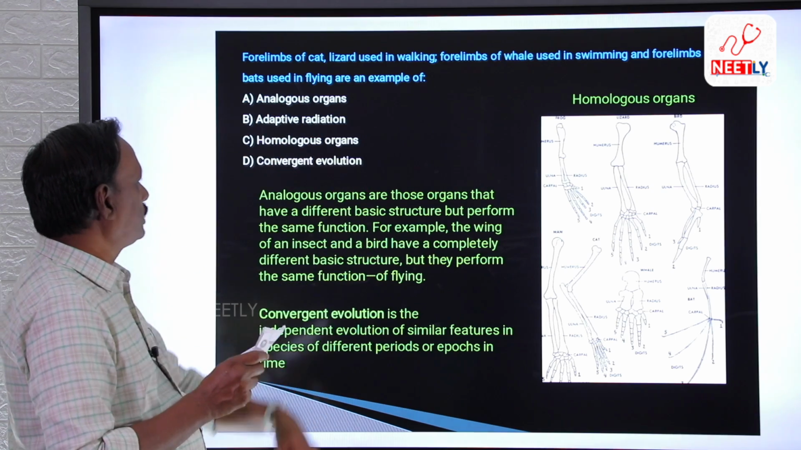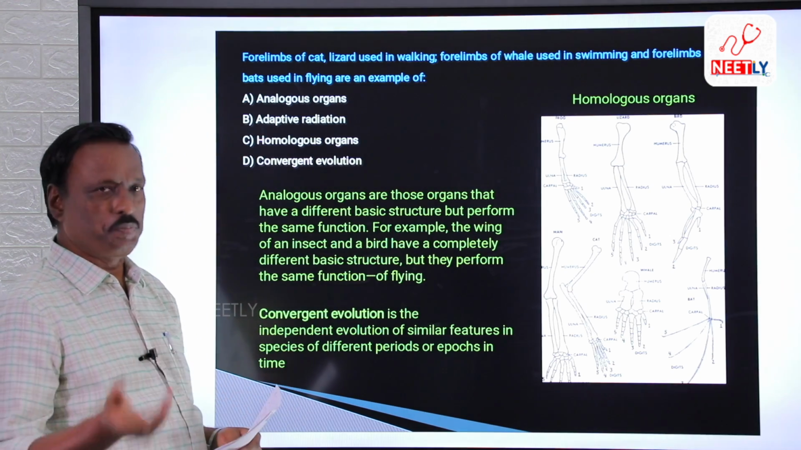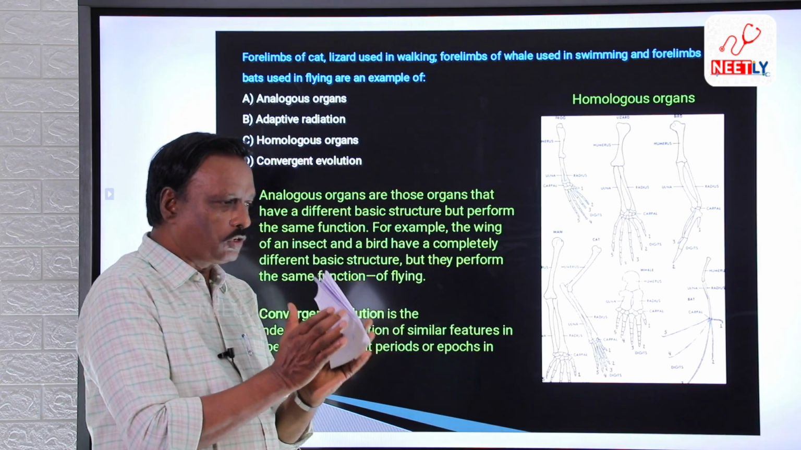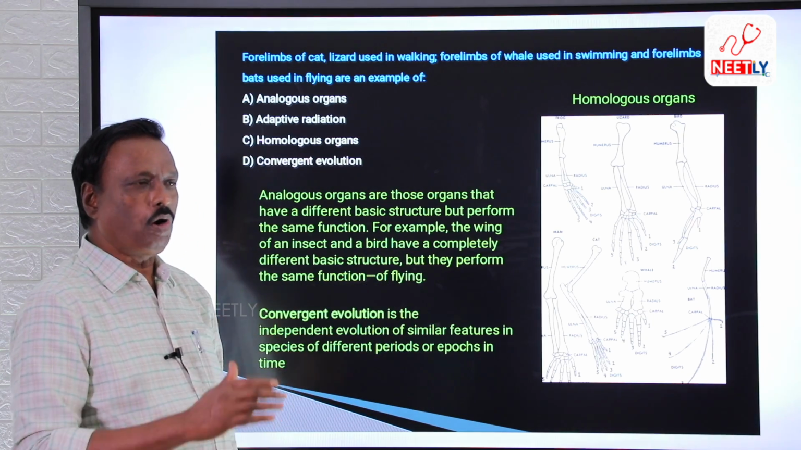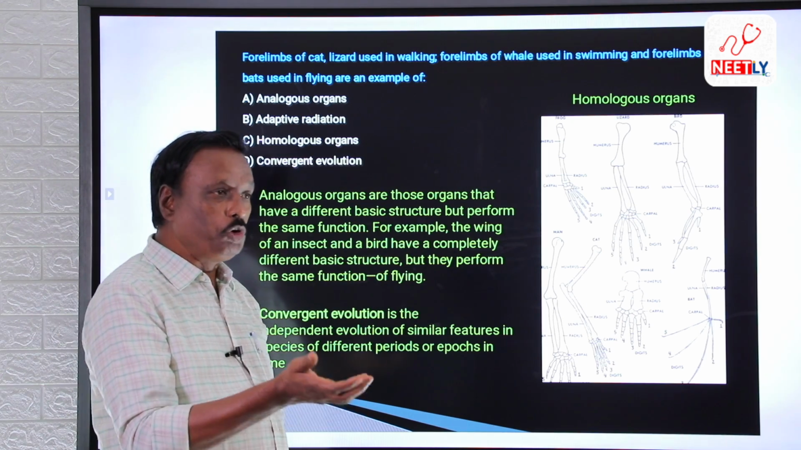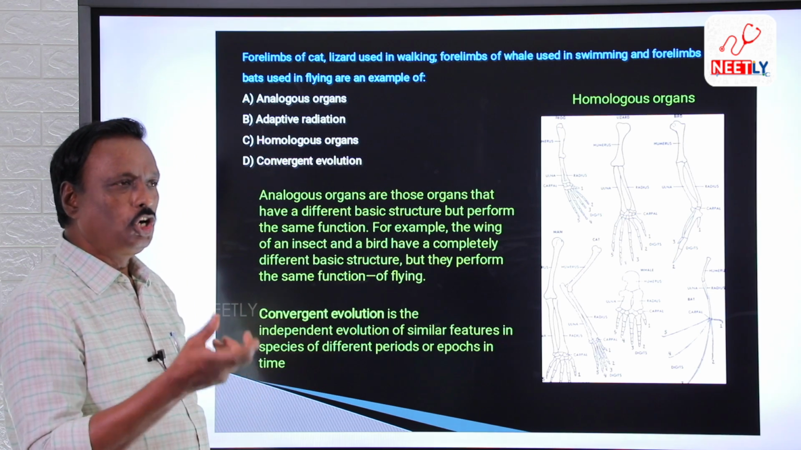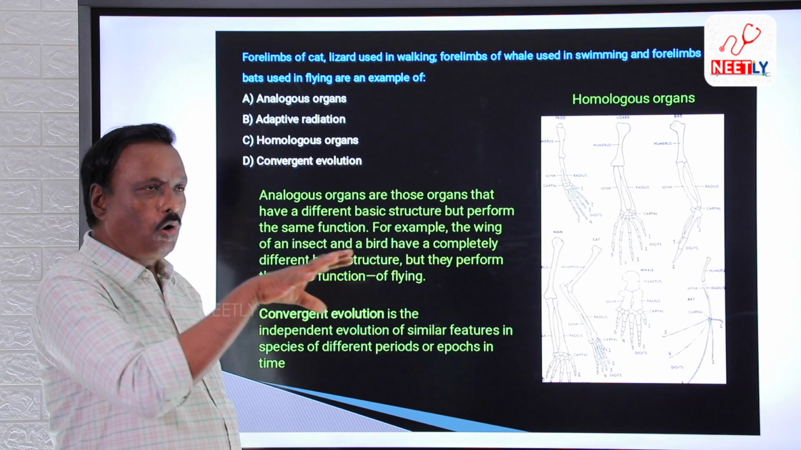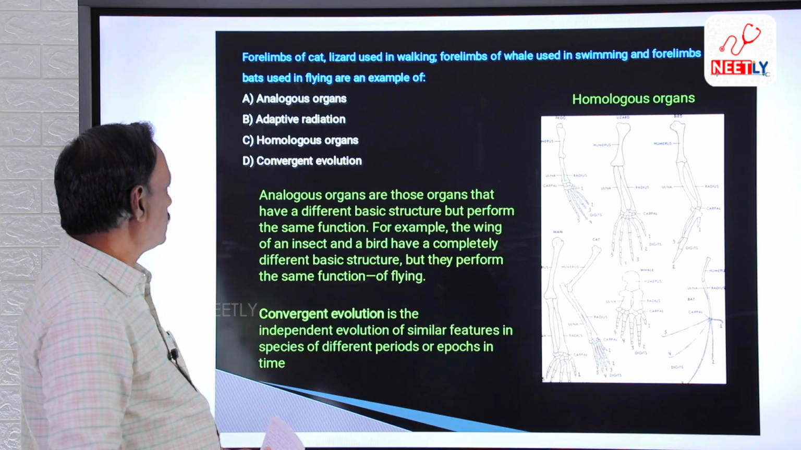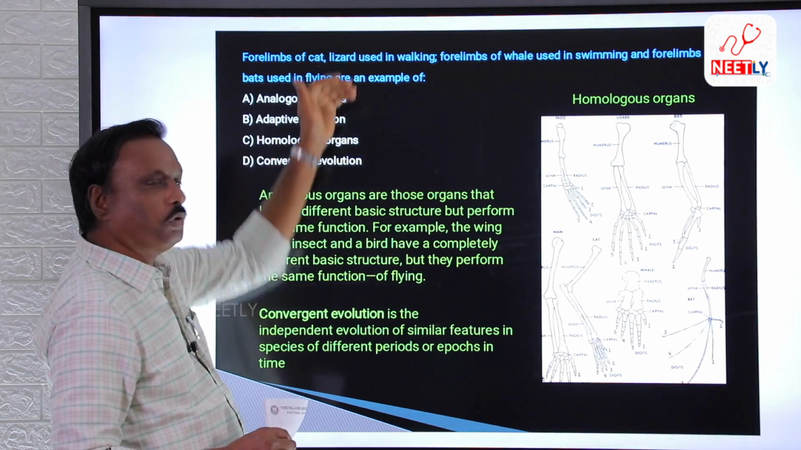Then if you take adaptive radiation, what do you mean by adaptive radiation? Adaptive radiation is one of the important phenomena in evolution for the formation of new species from a common ancestor. When the common ancestor is divided into different groups, each group occupies a different area or environment, and according to that new environment, they develop certain characters to suit it, so that the different groups formed from the common group are different from each other. This process is known as adaptive radiation. So this is also not related to this question.